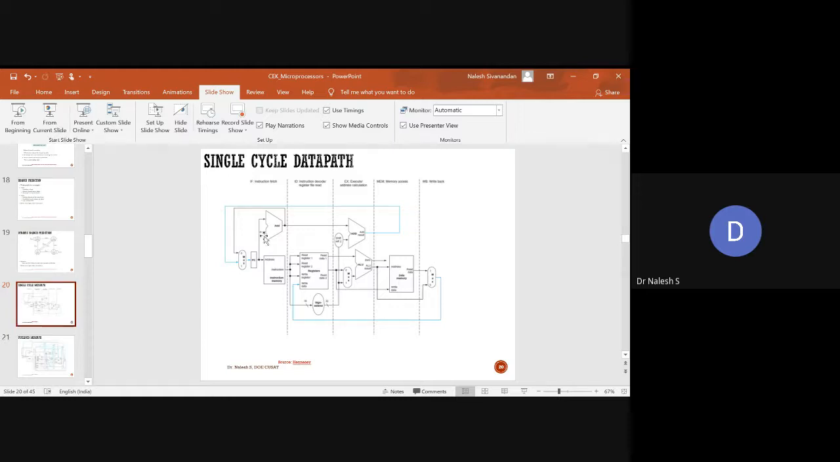So we started with a single cycle data path, where everything completes in one cycle. There are no registers between the stages. Here you have instruction memory, where instruction fetch and decode happens. Then operand fetch happens here, then execute. Here you have memory, accessing data from memory, and you are writing back to the registers. So this is a single cycle data path. Everything happens in one cycle, so the delay of all these stages adds up to the total delay of the instruction.